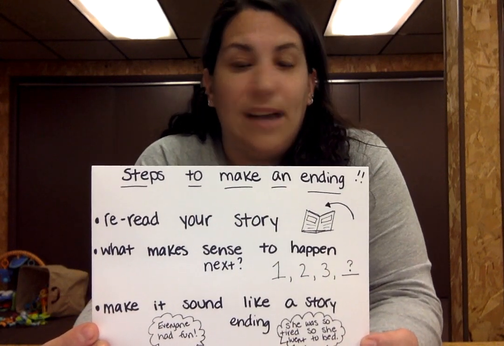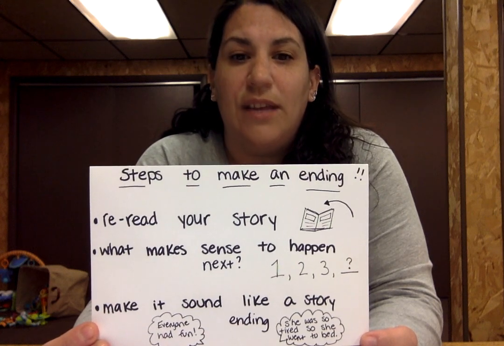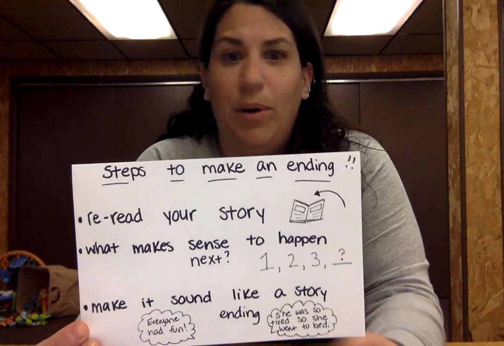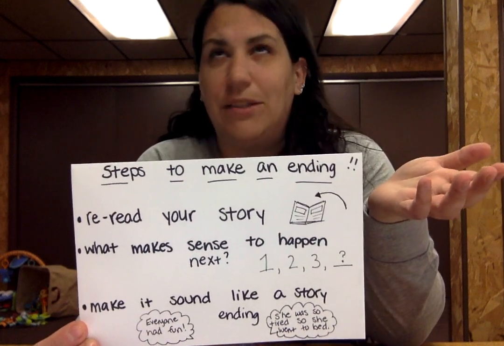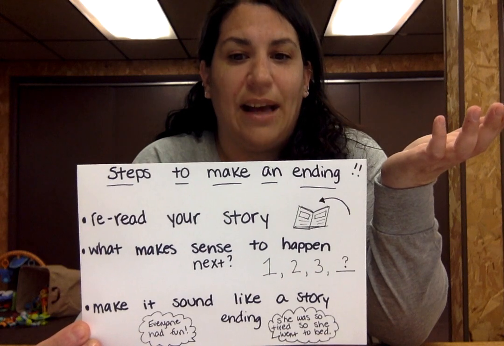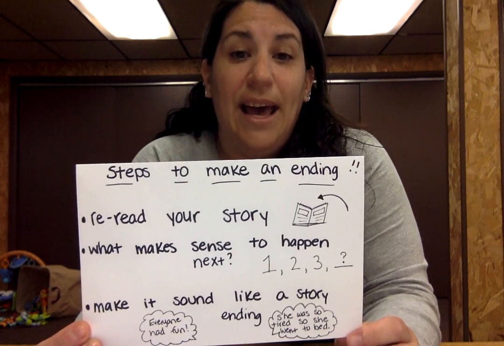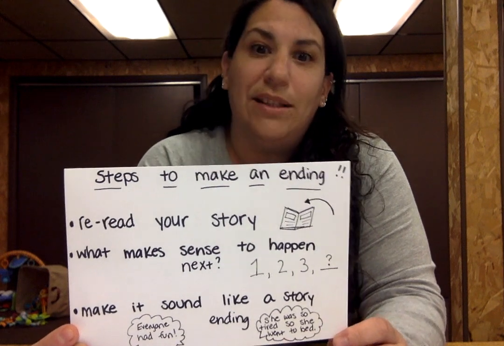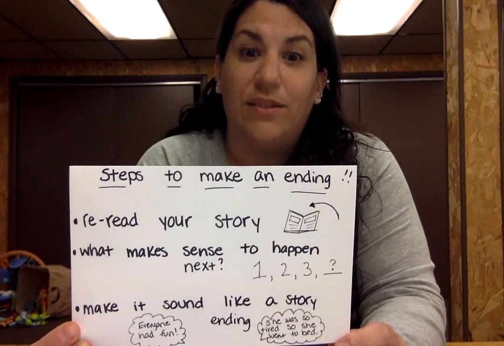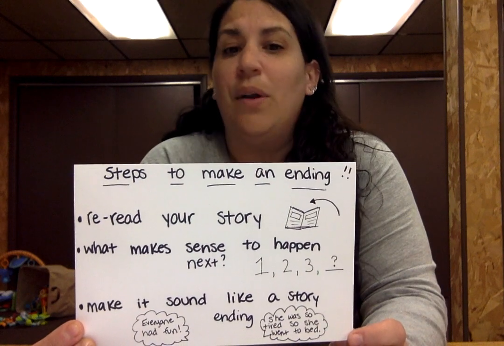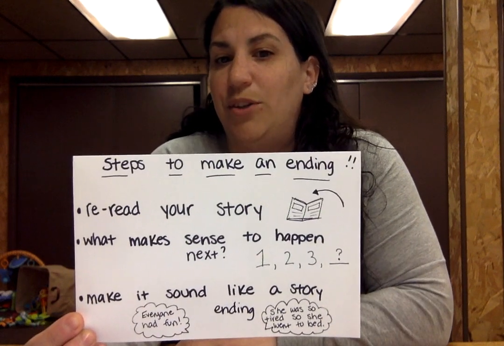And then the next step after you reread it is to think about what makes sense to happen next, right? We don't want to just come up with a brand new idea that makes no sense in our story. We have to know what's going to make sense to happen next, okay? And then when we're done with that, we're going to make it sound like a story ending. You guys have all read enough stories to know what a story ending sounds like. And you want to make yours sound like that too. Okay? So these are our steps we're going to do today.